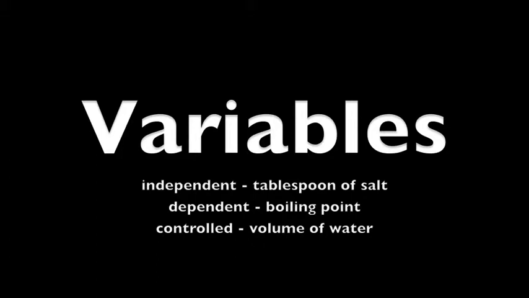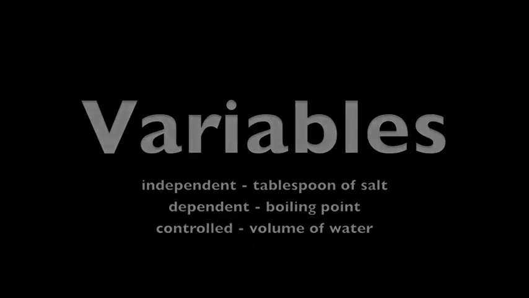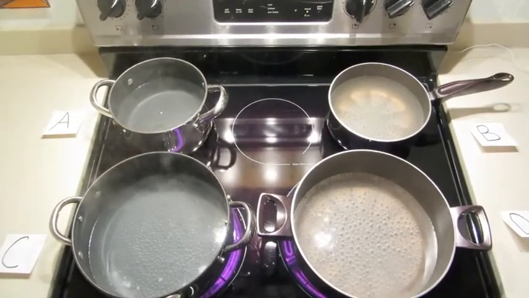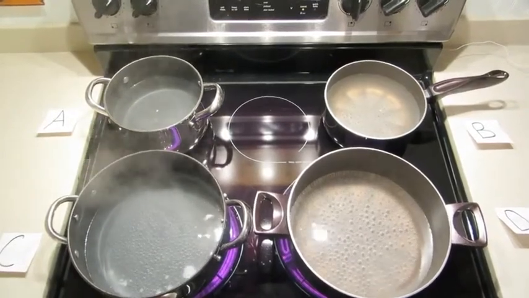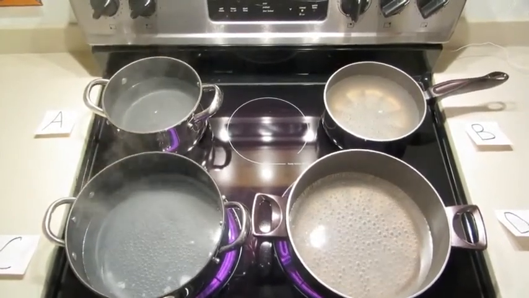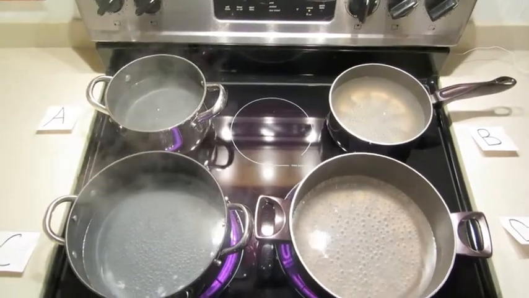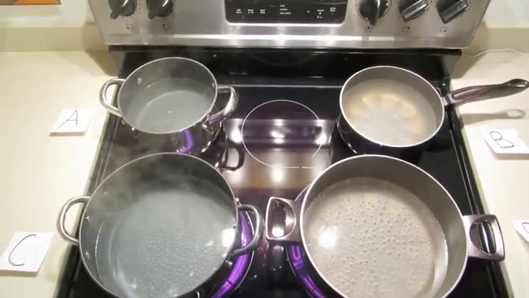Independent variable, tablespoon of salt. Dependent variable, boiling point. Controlled variable, volume of water. An initial experimental observation was the appearance of bubbles in pot B, 1 tablespoon, pot C, 2 tablespoons, and pot D, 3 tablespoons, shortly after the burners were turned on.